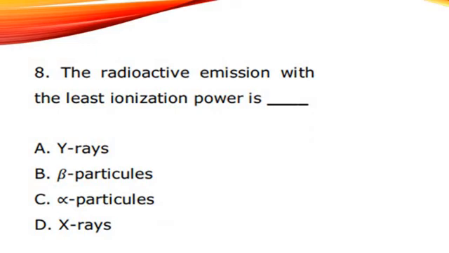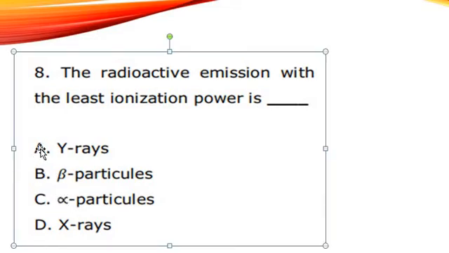The next question is question 8, which says the radioactive emission with the least ionization power is A. gamma rays, B. beta particles, C. alpha particles, and D. X-rays. The answer to this is gamma rays, because gamma rays have the greatest penetration power and also the least ionization power. So our answer here is A.